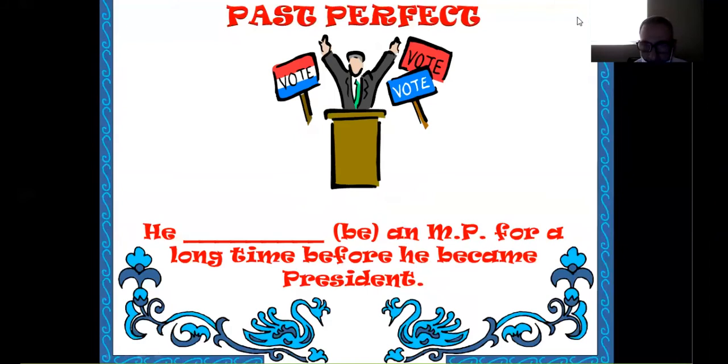He had been an MP for a long time before he became a president. Okay. First, he was a prime minister or a minister. Then he became a president. So he had been a prime minister or MP for a long time. Then he became president. So the presidency comes after the job before. His job before was he had been a member of parliament, then he became president.